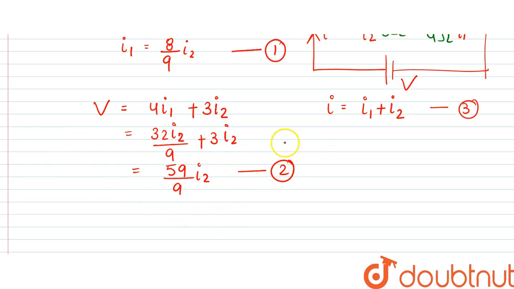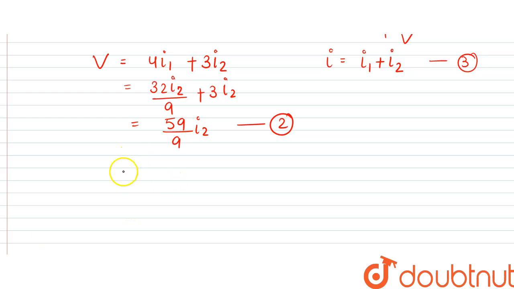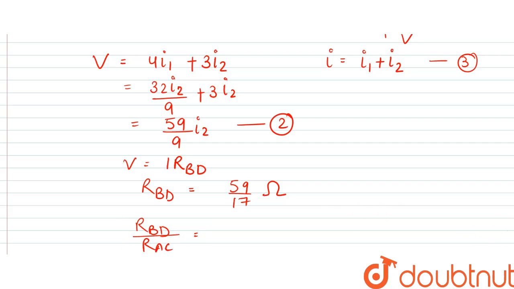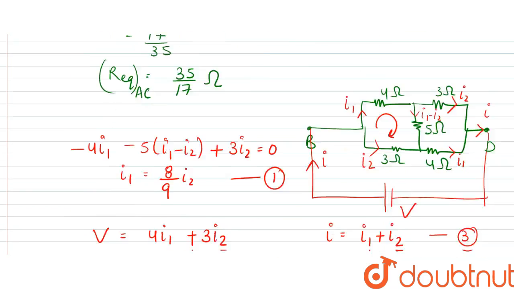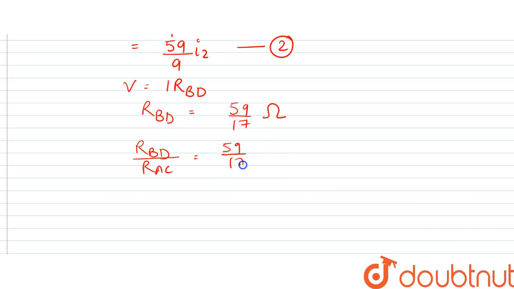Now solving all these three equations, using V equals I R of BD, R across BD turns out to be equal to 59 by 17 ohm. So the ratio of RBD to RAC is equal to 59 by 17 divided by 35 by 17, which is equal to 59 by 35. So that is the answer.